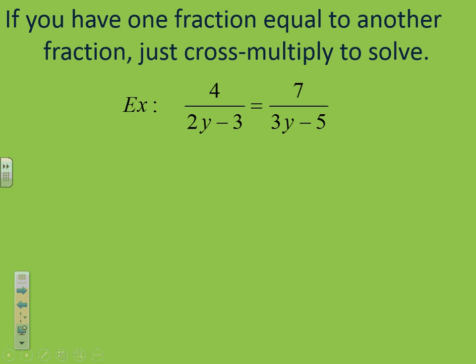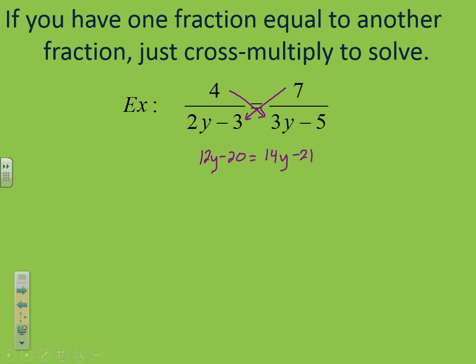Now, this particular rational equation is pretty basic because at its most fundamental level, it's really just a proportion where we can solve by cross multiplying. So I'm going to take the 4 and multiply it to everything here, and take the 7 and multiply it to everything here, and see what we wind up getting. So 4 times 3y gives you 12y, and minus 20 to be equal to 14y minus 21. And now we're going to solve for y.